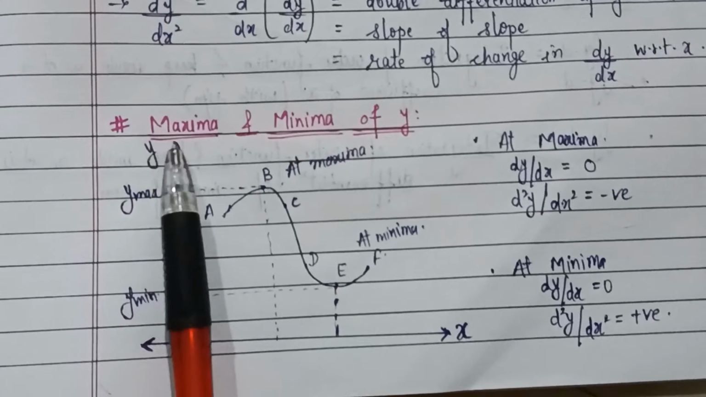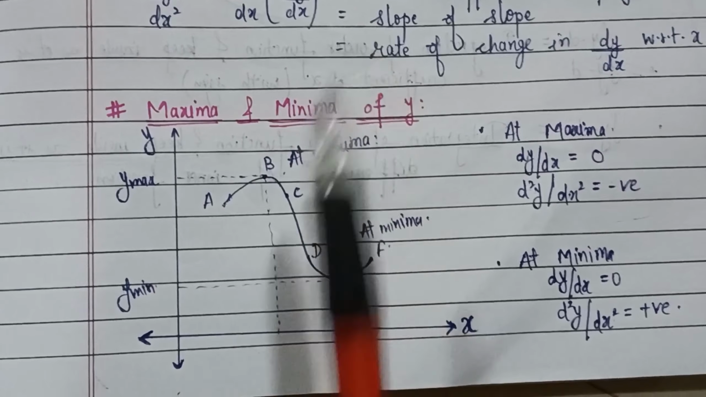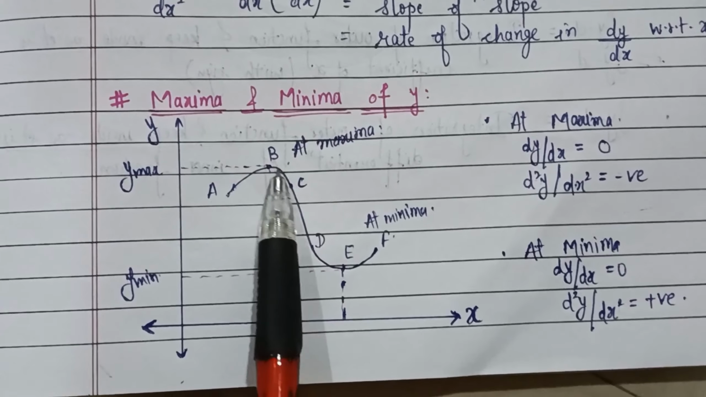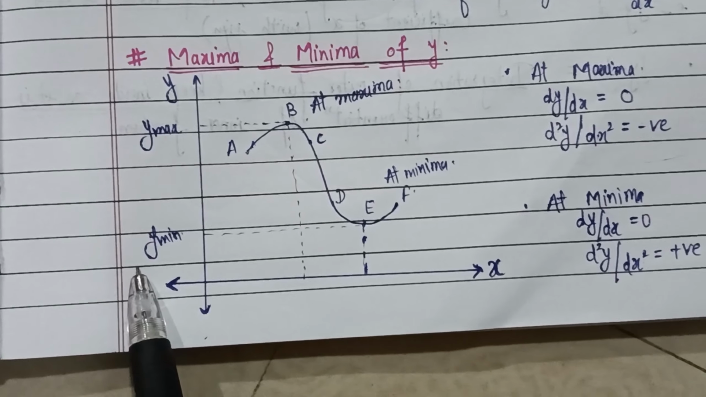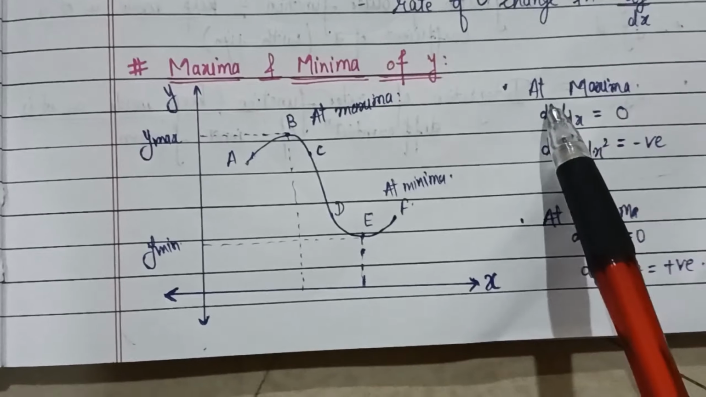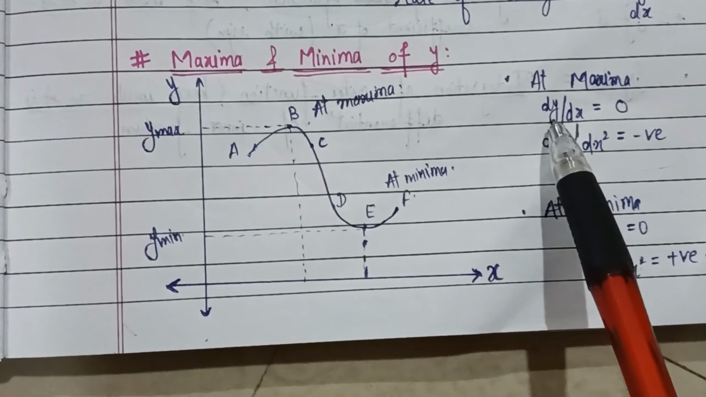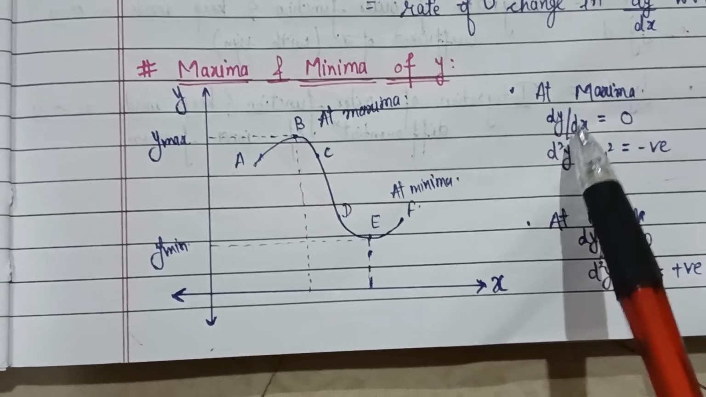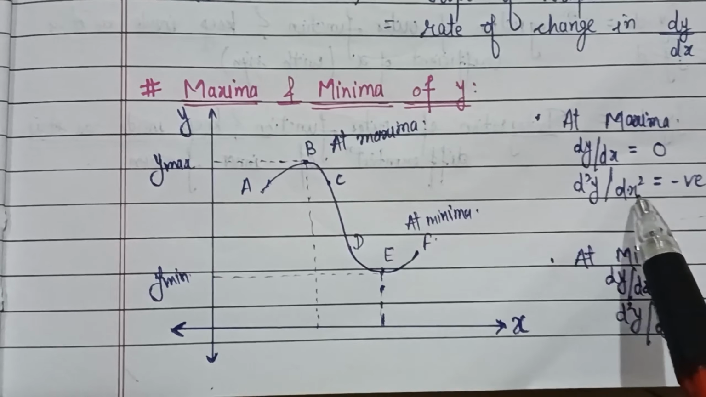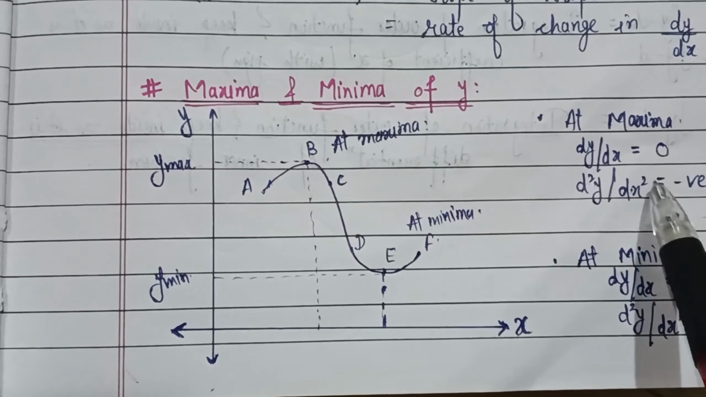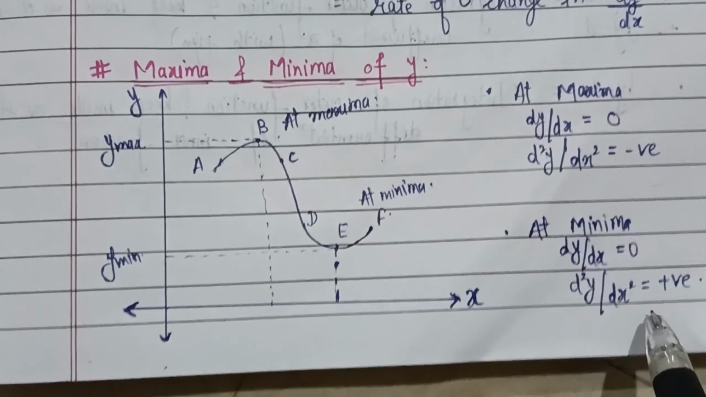Now let's learn about the maxima and minima of y. According to this graph, at point B we can see y to be maximum and at point E we can see y to be minimum. So the conditions at maxima are: derivative of y with respect to x must be 0 and double derivative of y with respect to x must be negative. At minima, the derivative of y with respect to x must be 0 and the double derivative of y with respect to x must be positive.